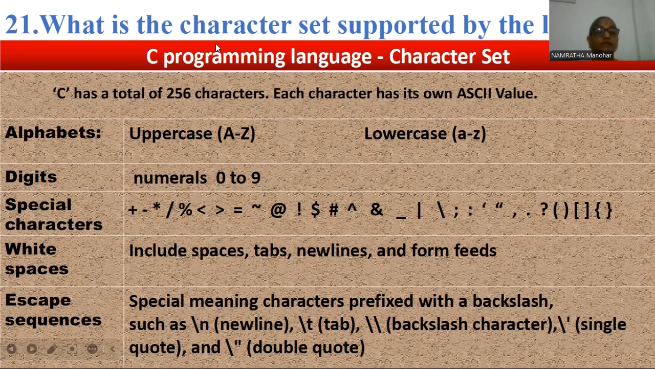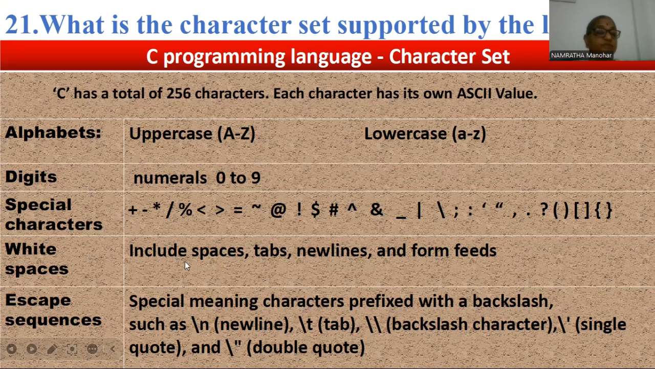They are alphabets, both upper A to Z and lower a to z, digits, numerals 0 to 9, and special characters: plus, minus, multiplication or star, forward slash, percentage, which we use for modulo, less than, greater than sign, equal to, tilde, ampersand, not, dollar, hash, caret, at the rate, underscore, vertical line, backslash, semicolon, colon, single quote, double quote, comma, dot, question mark, braces, parenthesis, square brackets, and flower brackets. So these are the various special characters we can use.